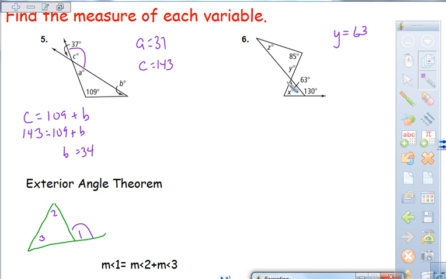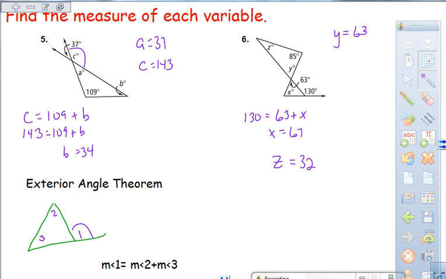The first thing I notice is that y is going to be 63. Using the exterior angle theorem, I have 130 is going to be equal to 63 plus x. So if I solve that, I get x is 67. So on the bottom, I'm finished, and the only one I have left to find is z. So I can do triangle sum theorem. 63 plus 85 plus z has to be 180, so z is equal to 32.